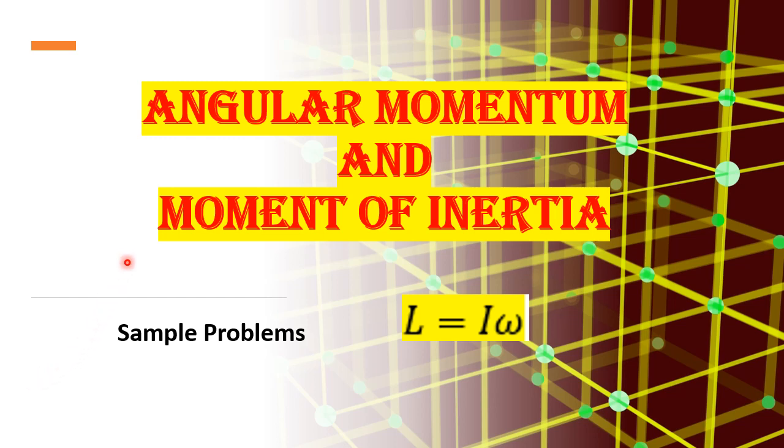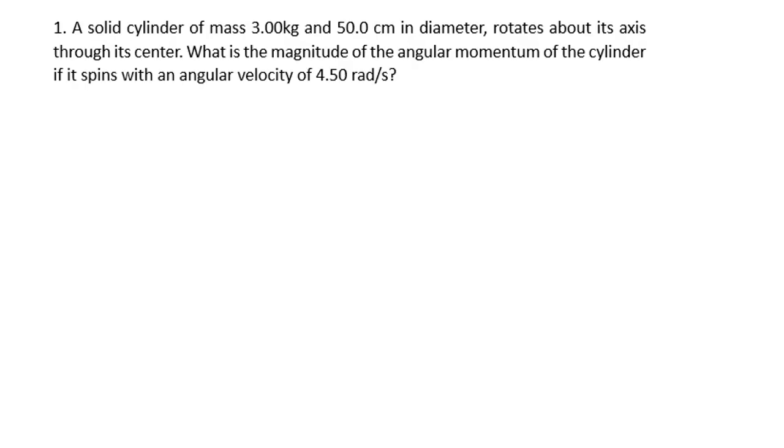In this video, I'm going to solve problems about angular momentum and moment of inertia. Here is problem number one. Number one says that we have a solid cylinder of mass 3.00 kilograms and 50.0 centimeters in diameter that rotates about its axis through its center.